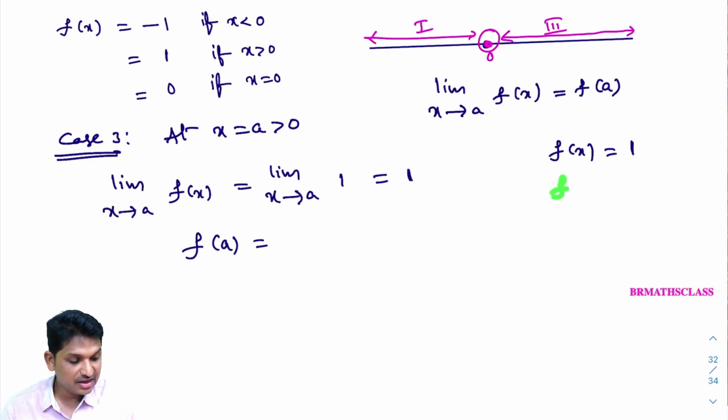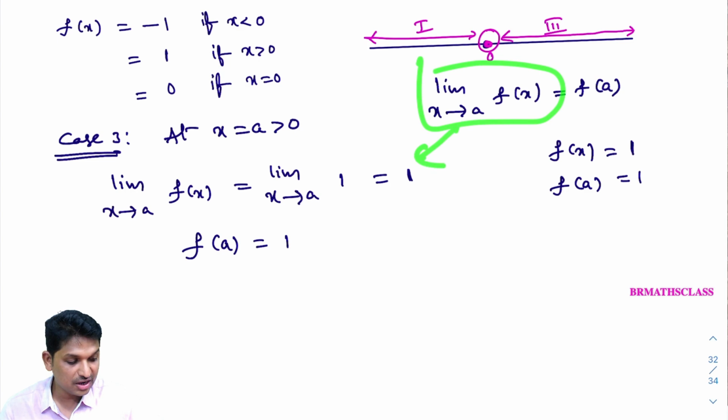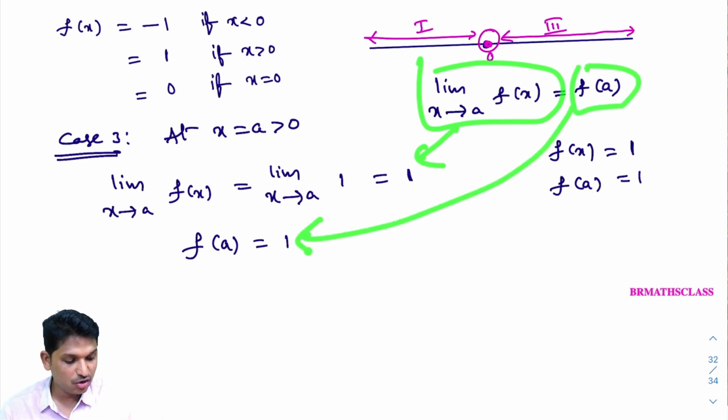Now what I need is f of a. Here, in place of x, a is there. In the given function, wherever x is there, you write a. But here there is no x, so it will be 1 only. So f of a is 1. I calculated this one, I got 1, and I calculated this one, I got 1.